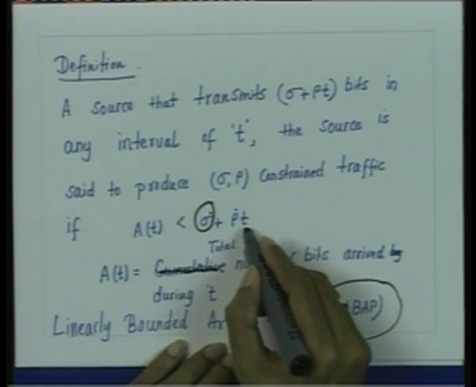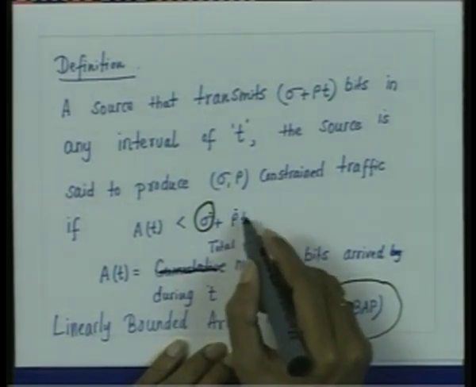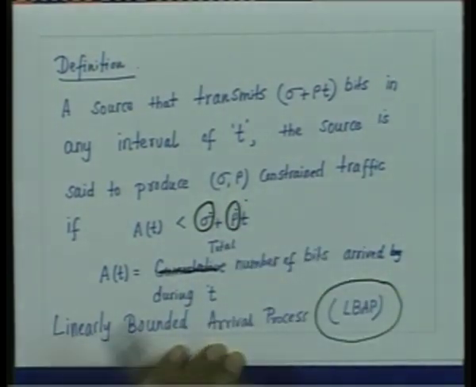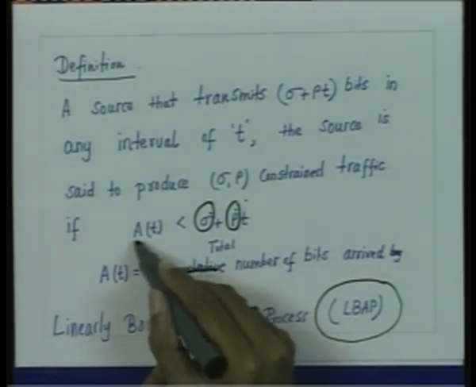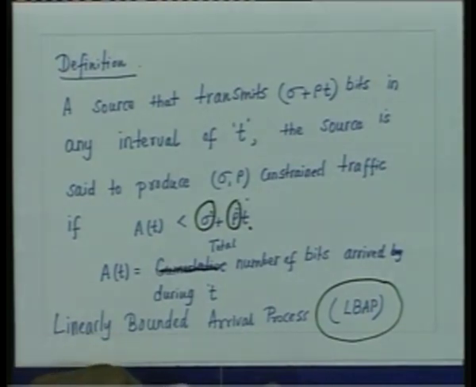On the other hand, if this interval of time t is very large, then in the quantity sigma plus rho t, the quantity will be dominated by rho t. In that case, rho is equal to the number of bits that have arrived during t divided by the interval. So what is the interpretation of rho? Rho is a kind of average rate.